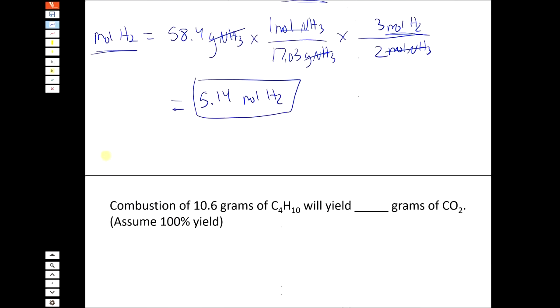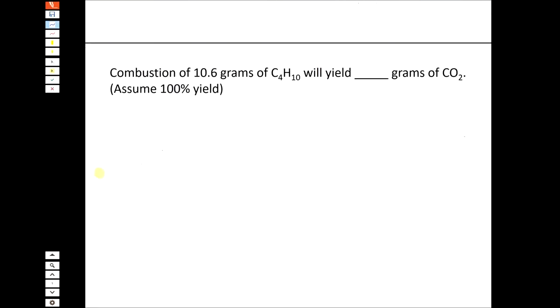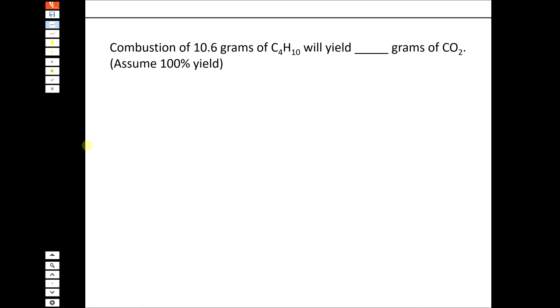And then finally, one more where we don't have to worry about limiting reactant is another combustion one. So we're combusting 10.6 grams of C4H10, which is butane, and we want to know how many grams of CO2 will form. Now, as we said, we should be able to write out the balanced equations for combustions now, and especially realize that when you combust something, the two products you get are always carbon dioxide and water.